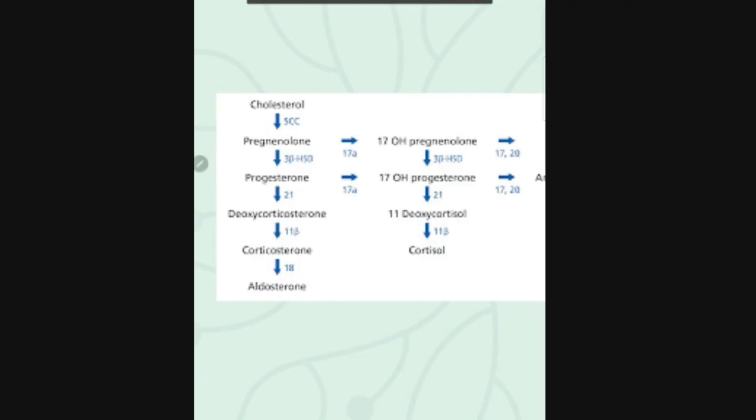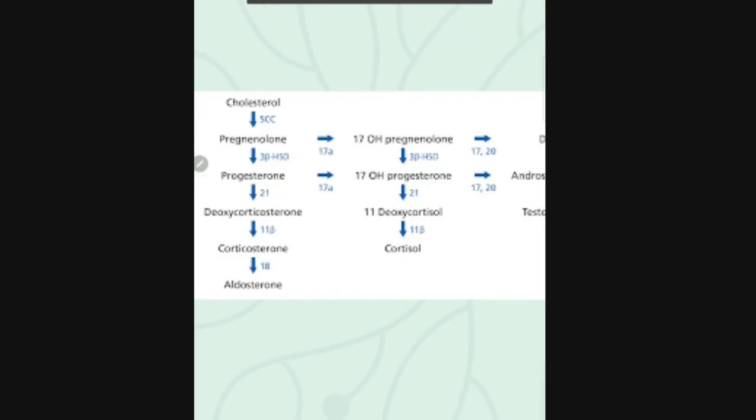Initially from cholesterol, you'll have pregnenolone. Through 3-beta hydroxysteroid dehydrogenase, it gets converted to progesterone. Through 21-alpha hydroxylase, it gets converted to deoxycorticosterone, corticosterone, and aldosterone. Deoxycorticosterone becomes corticosterone through 11-beta hydroxylase. So if my 21-alpha hydroxylase is affected, what will happen?